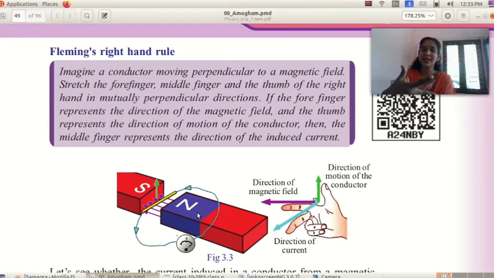The rule is Fleming's right hand rule. Who discovered it? The scientist Fleming discovered this. He discovered that the direction of induced current will be in the direction of the middle finger. The motion of the conductor will be in the direction of the thumb. The thumb represents the direction of motion of the conductor. The forefinger represents the direction of the magnetic field.